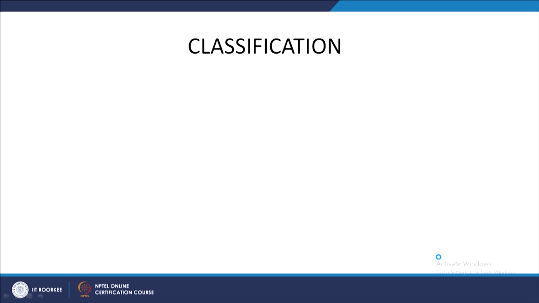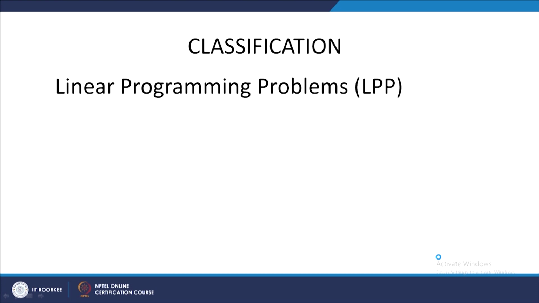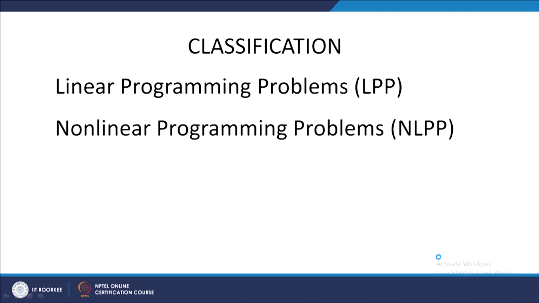Now, let us look at the various kinds of classification that could exist in optimization problems. The first one is the linear programming problem, which I mentioned earlier. That is those problems in which all the functions involved, that is f, g_i, h_j, are all linear. The second category is called the non-linear programming problems, that is, the moment any one of f, g_i or h_j is non-linear, then the problem becomes a non-linear optimization problem.